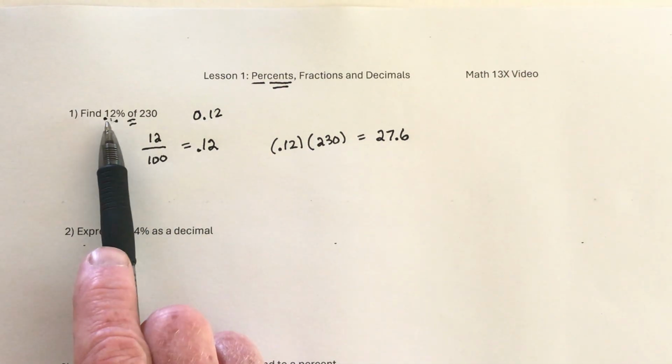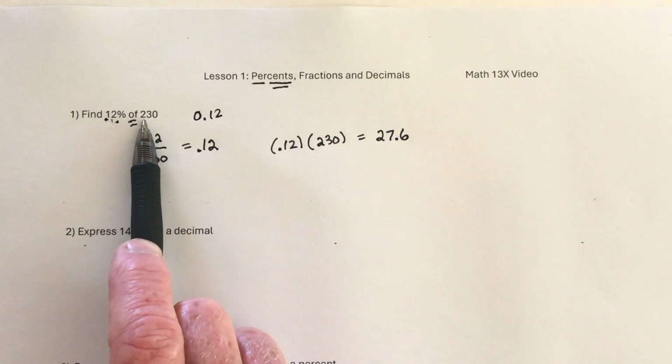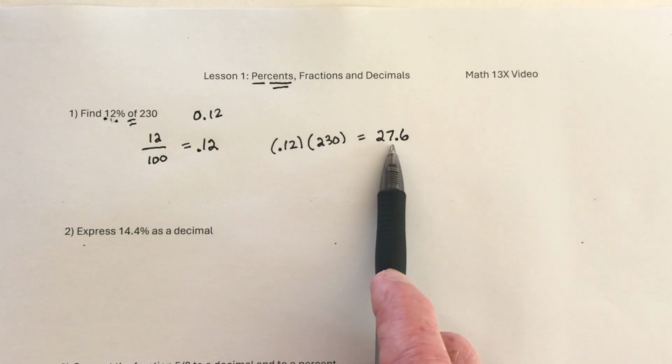So this could be something like 12% of people like ice cream, and there's a room of 230 people. So if 12% like ice cream, how many people is it that are going to like ice cream? Well, according to this, it's about 27 or 28 people that would like ice cream.